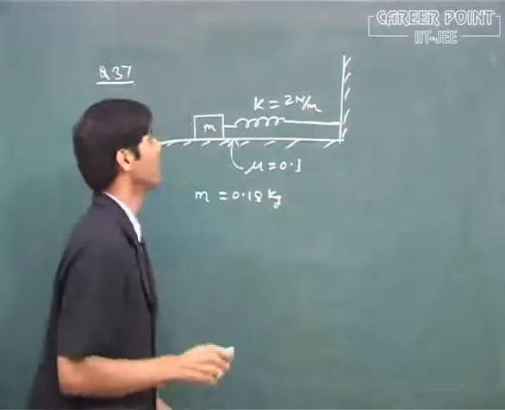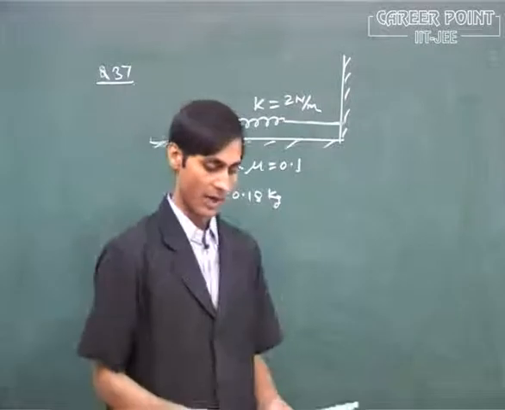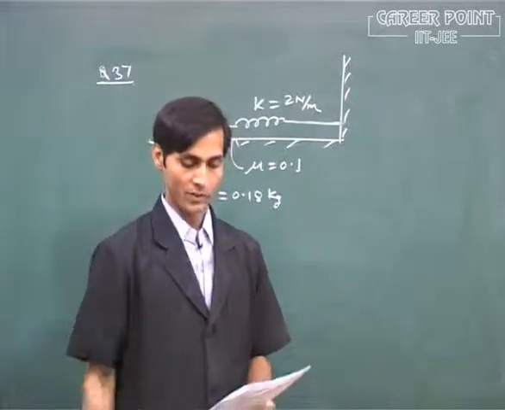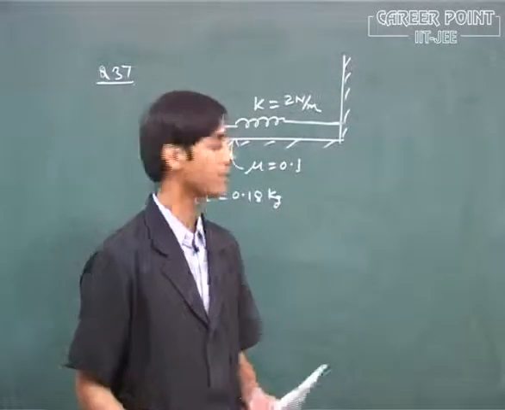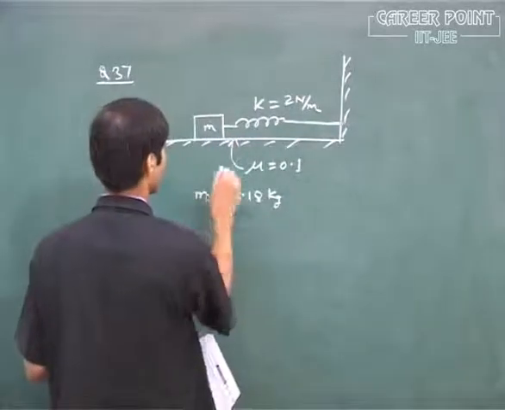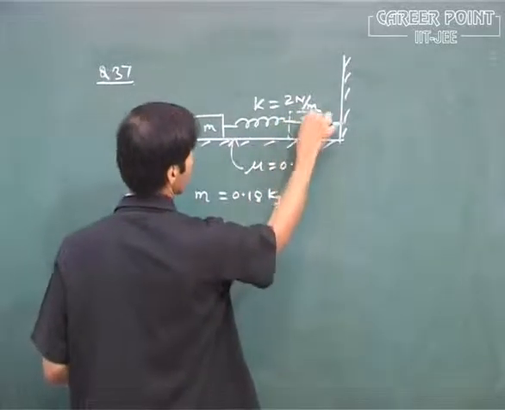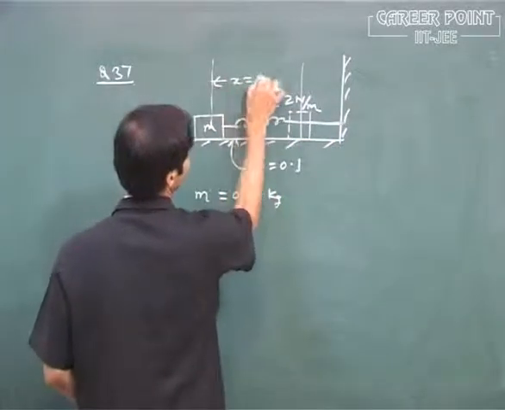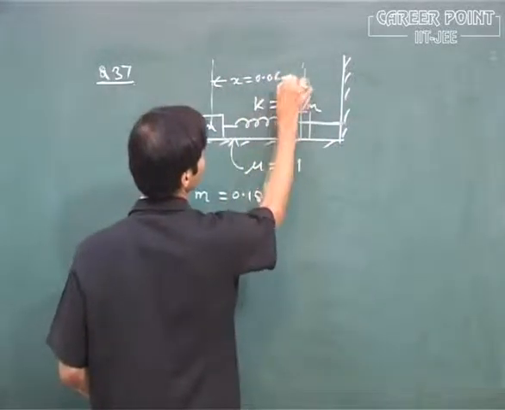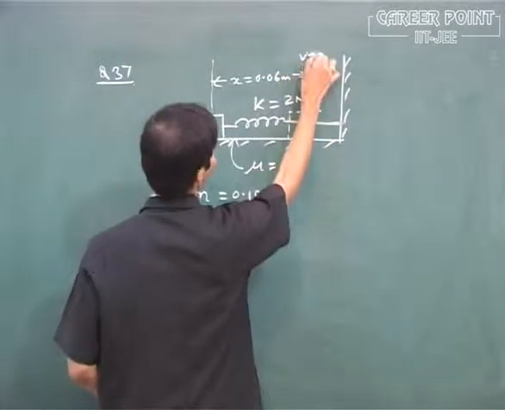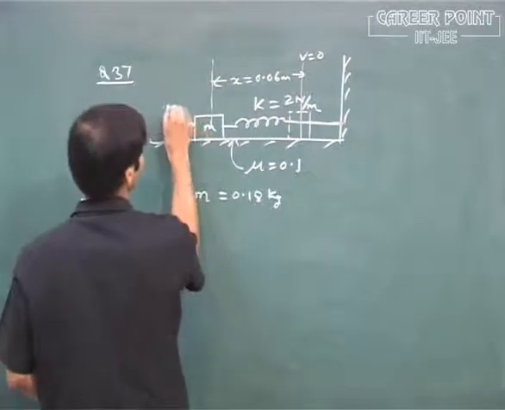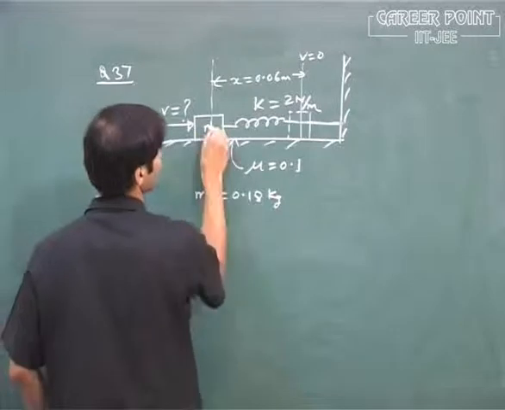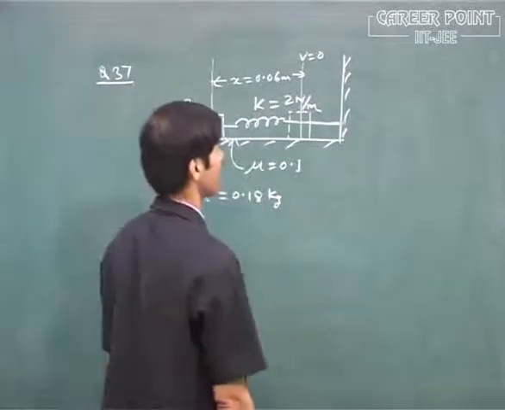Right? It is given in the question that it comes to rest for the first time after covering the distance. Suppose this distance is represented by symbol x, that is 0.06 meter. Here velocity is 0. Here impulse is given, suppose with velocity v. The block starts moving over the rough horizontal surface.